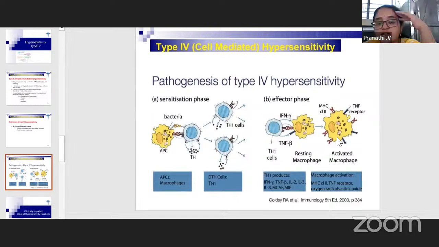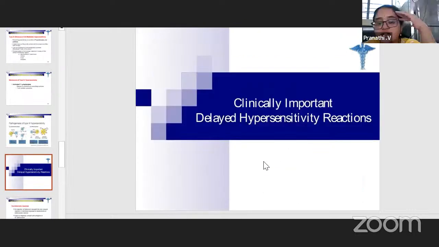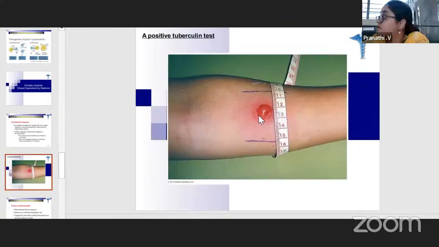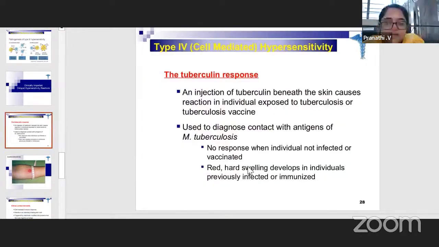So different kinds of hypersensitivity reactions which are important include the tuberculin response. Whenever tuberculin, which is an injection, is given, if the person has tuberculosis, it is going to show a reaction. So this is how you use type 4 hypersensitivity for your own advantage, that is, for disease diagnosis. Example, tuberculosis. If an individual is not affected or has not been vaccinated, you will not have a response. So you'll have just a red, hard swelling that is going to develop in the people who have been exposed, infected, or immunized against tuberculosis.